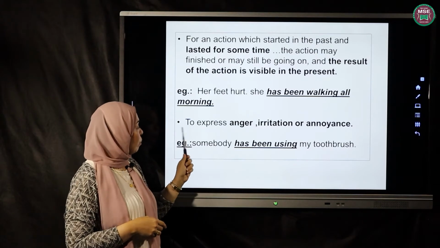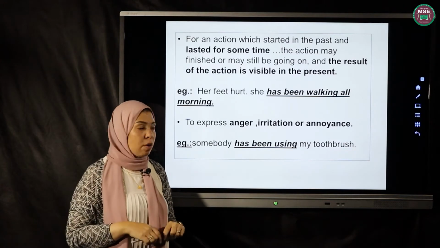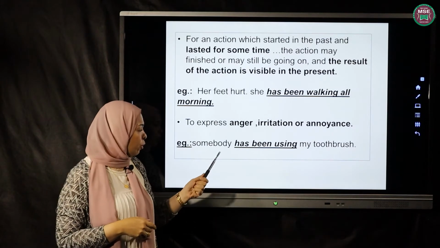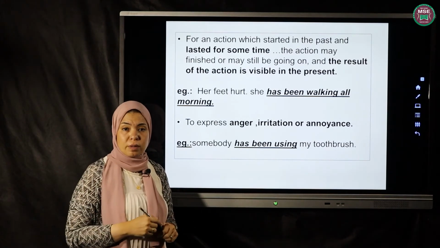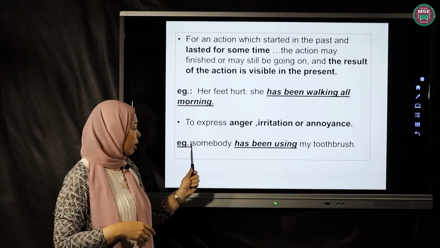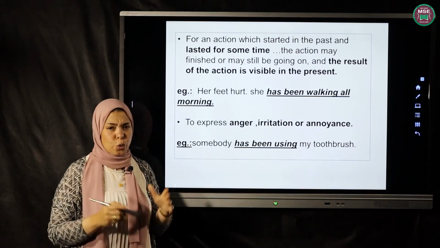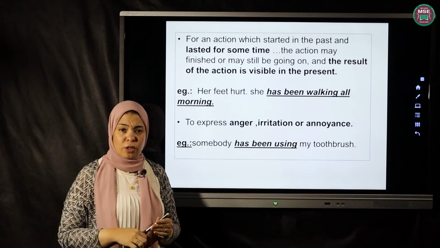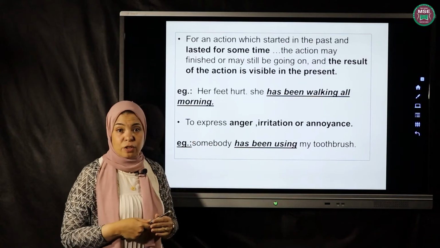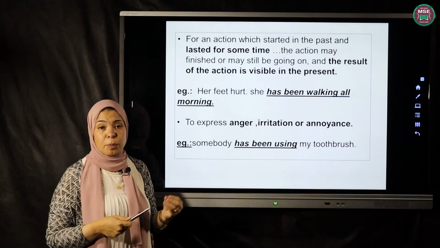The second point here in this slide, to express anger, irritation, or annoyance. What does it mean by anger and annoyance? If something bothers you so much, it's better for you to use the present perfect continuous to express your irritation or to express your anger by saying, somebody has been using my toothbrush. So you are completely annoyed by this action. Someone has been using your private toothbrush. So this is an irritating action. So it's better if you are annoyed by anything happened for you to use the present perfect continuous.